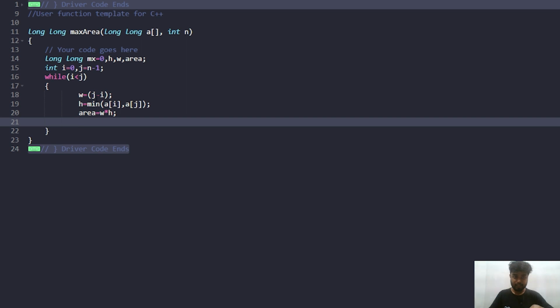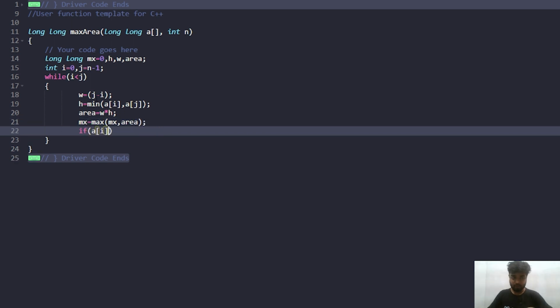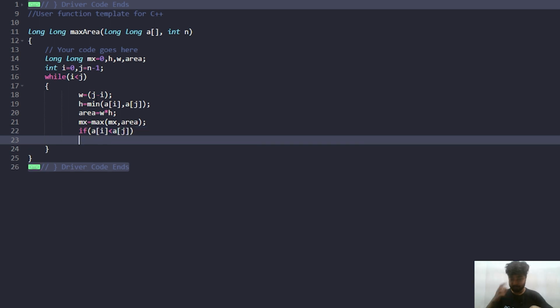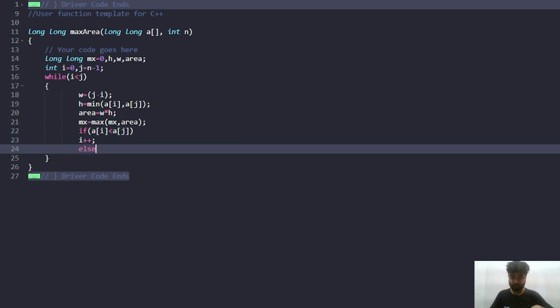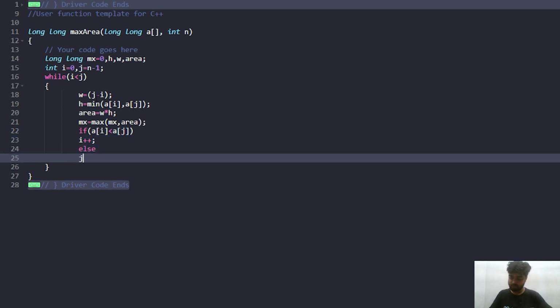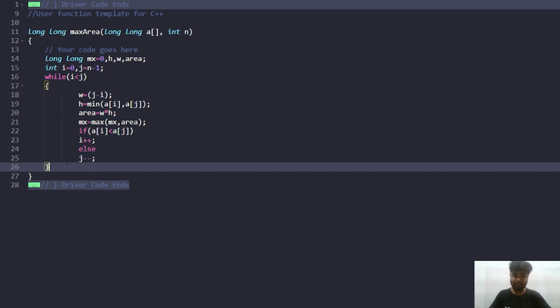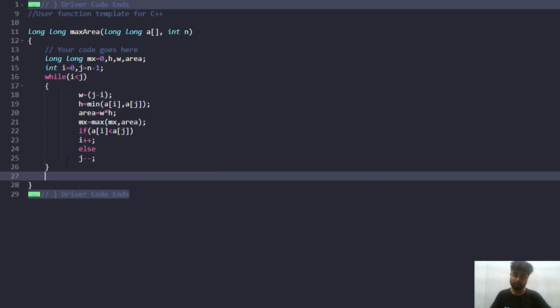Then I'll compare the maximum area. So mx is equal to the maximum of mx, the maximum area I found up till now, comma the current area, right? And then I'll move the pointers. If a of i is less than a of j, that is, if the ith pillar is of smaller length, then I'll do an i plus plus, because I'll try to maybe move to a better pillar, with a better height. Else I'll do j minus minus. So whichever index is standing at a smaller pillar, that index I'll increment or decrement depending on the case. And in the end, my maximum area will be stored, so I'll simply return the maximum.